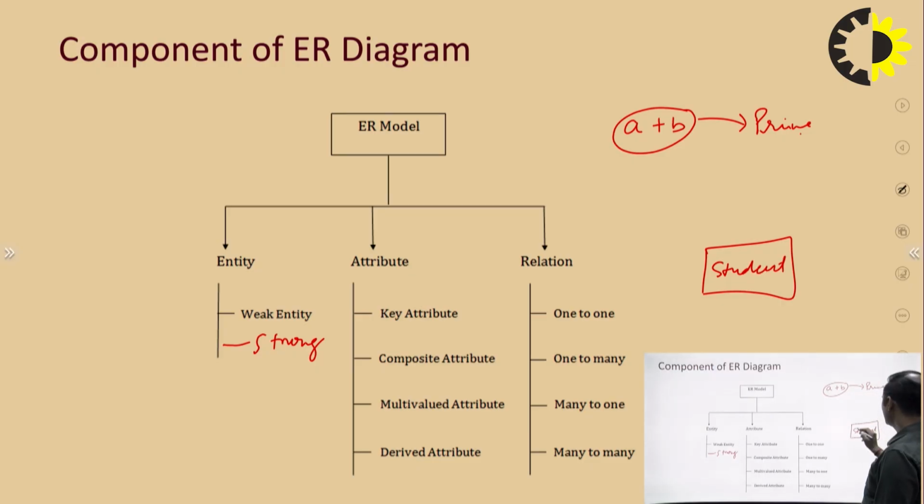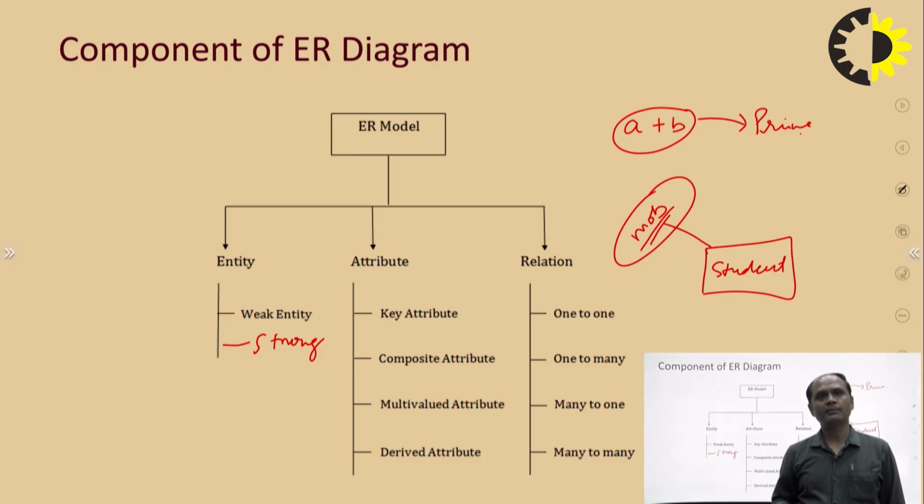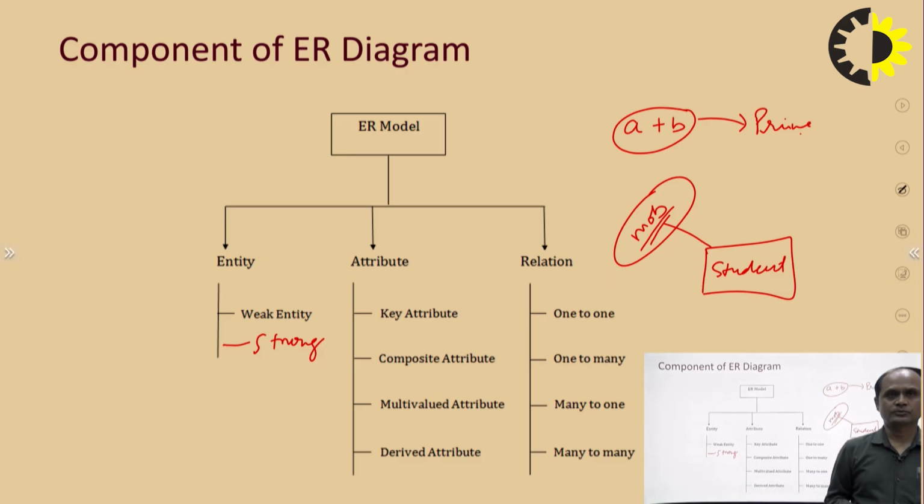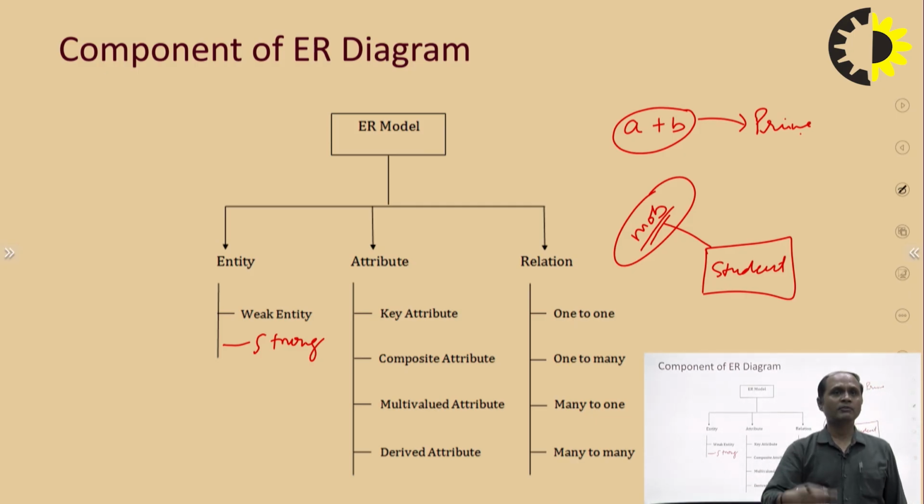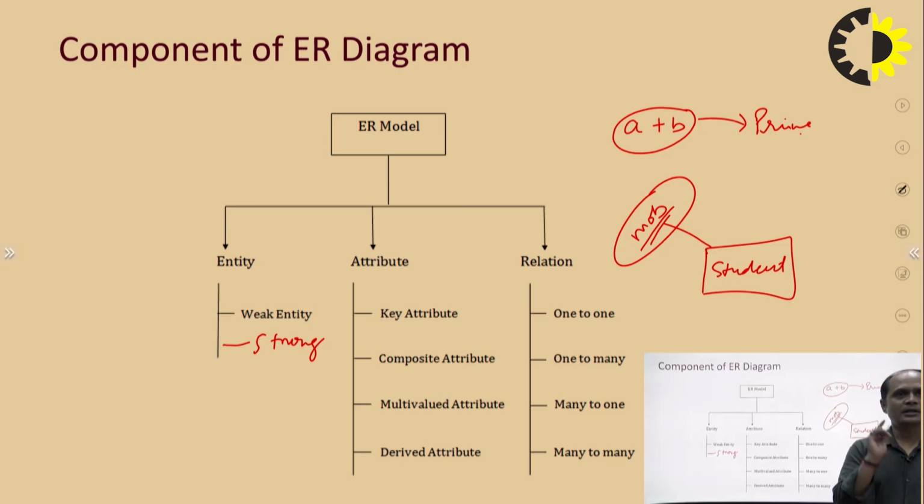We have a student entity and their attribute is mobile number. Mobile number is a multi-value attribute because a student can have more than one mobile number. A person can have more than one mobile number, so it is called a multi-value attribute. That means an attribute that can have more than one value.